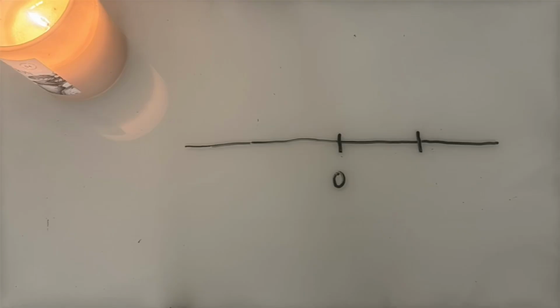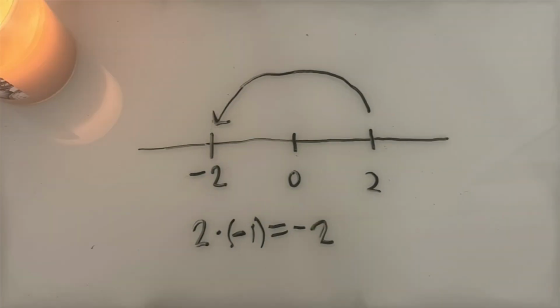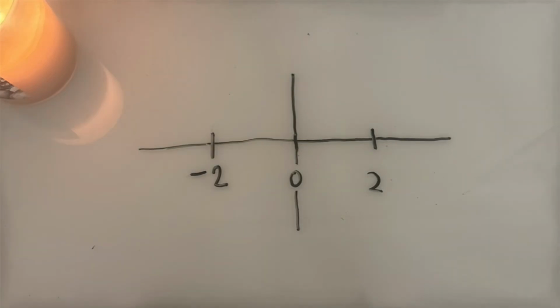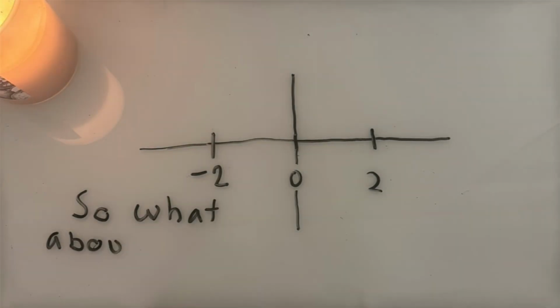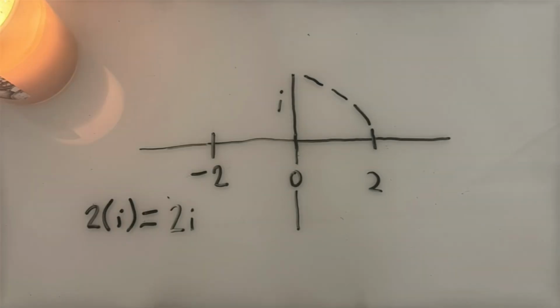Now the way I would like you to see this is by taking a number line. Let's say you have 2 times -1. Well, that gives you -2, and you do a 180-degree turn on the number line, or a half circle. Now, let's say you have an imaginary number. So let's say 2 times i. Well, that would give you 2i. And the amazing thing is, this is actually represented as a 90-degree turn on the imaginary number line.